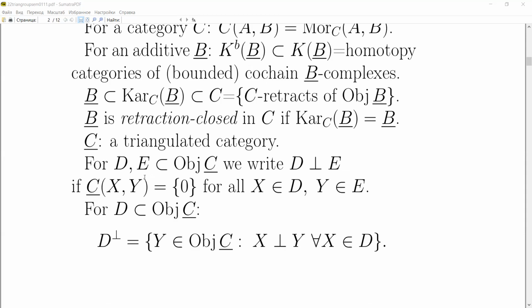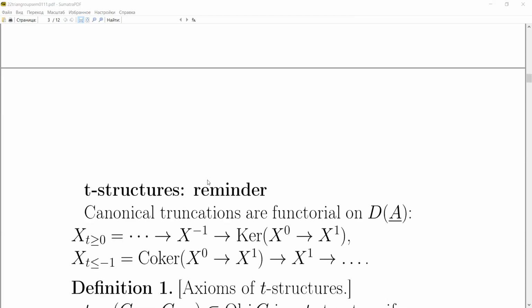So orthogonal means that two classes of objects are orthogonal. It means that you have only zero morphisms between objects of these two classes. Okay, so C underlined will be a triangulated category. Certainly, this is not symmetric. Possibly, I will need the right orthogonal somewhere. Actually, I'm not quite sure. Oh yes, I will need it.